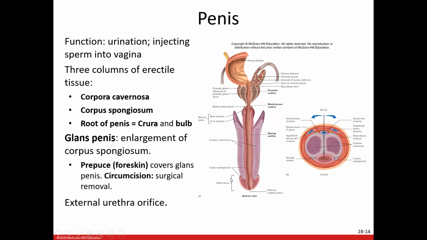And then with the glans penis, that's the section of the corpus spongiosum, you have an area that's called the prepuce. That is the foreskin that normally covers the penis at birth. A lot of times for many males, you'll have a surgical removal of that. That's called circumcision. Then at the very tip of the penis, you'll have the external urethral orifice where urine or ejaculate will be removed.